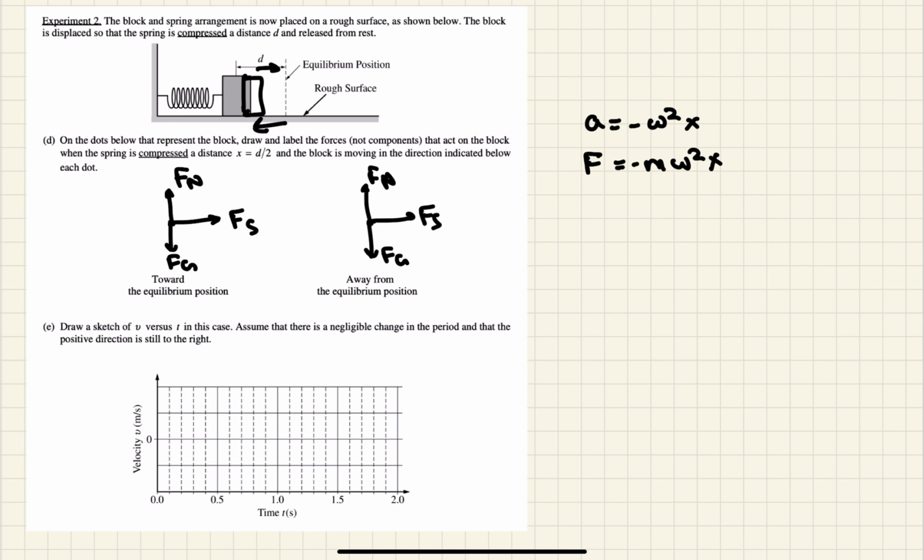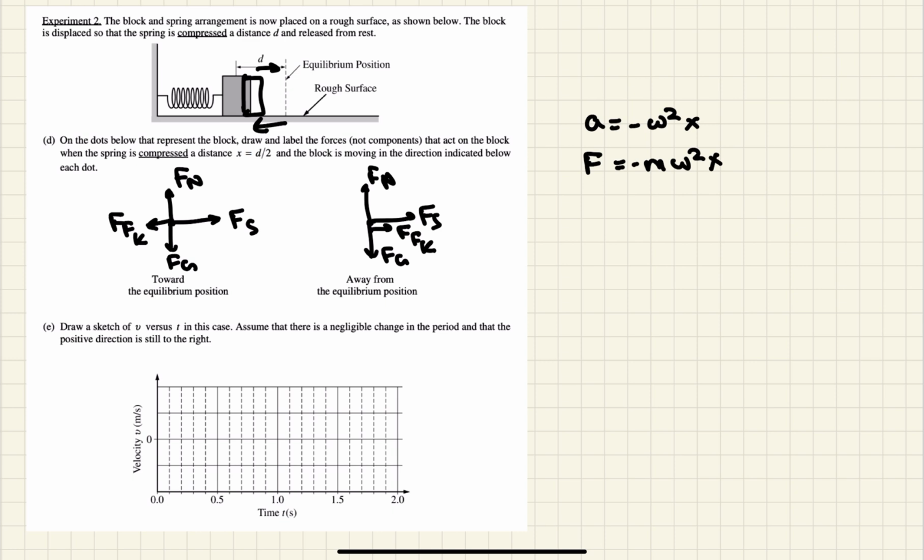What does change is the friction. Since you're moving towards equilibrium here, friction is going to be the opposite way here, not as much, so F_fk not as big as F_s. If you're moving away from the equilibrium position, it's going to be actually along with your spring force, F_fk, this way, because it's usually opposite direction of motion. I'll keep that. And then finally, draw a sketch of v of t.